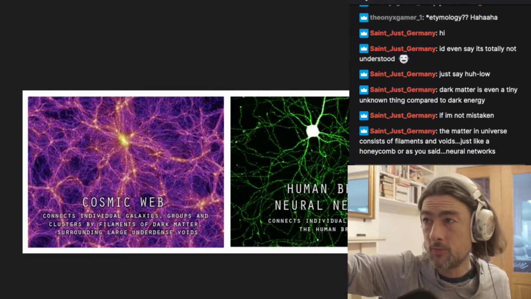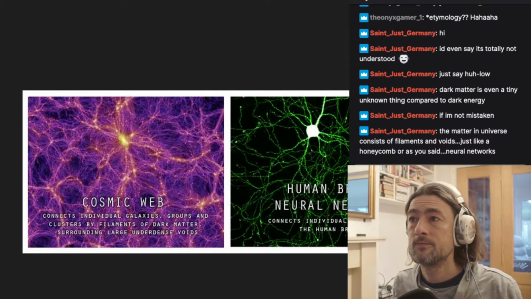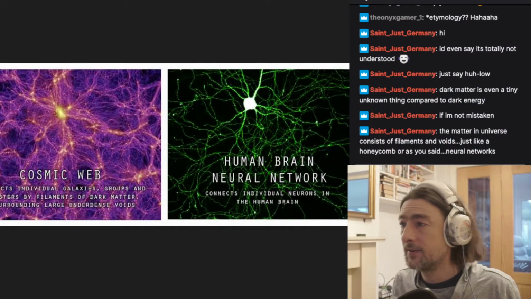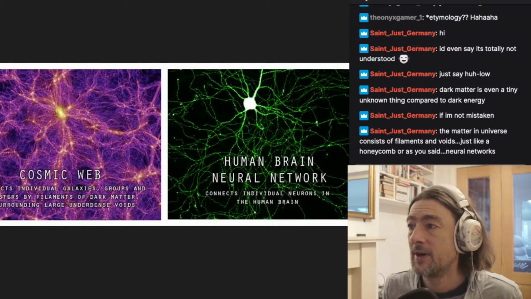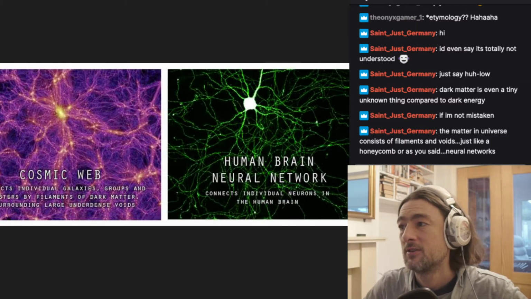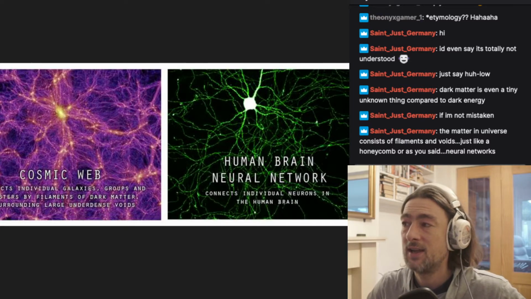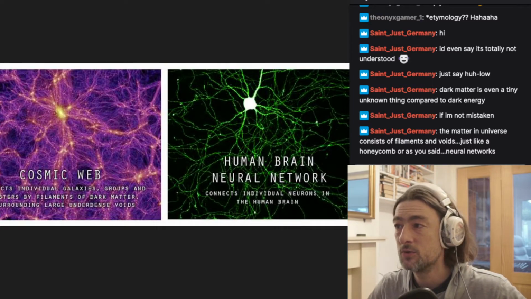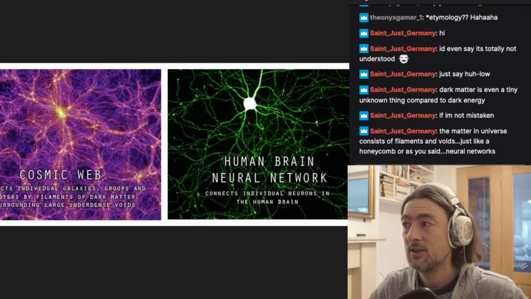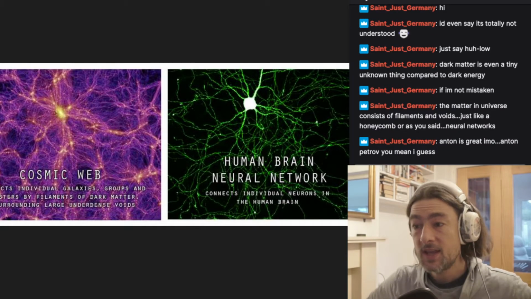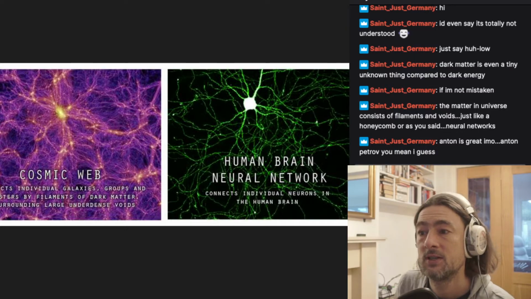On the right, we've got the human brain neural network. I'm going to have to just fade out of that for a second so I can move it around for you. Fade back in. And on the left, we've got the cosmic web of dark matter and stuff. So you can see what I'm trying to say is there is a visual similarity in the structures of both things. Yeah, Anton Petrov. Yeah, exactly.